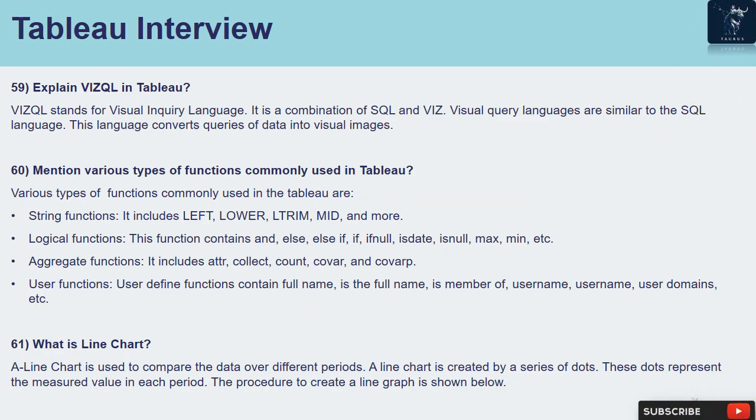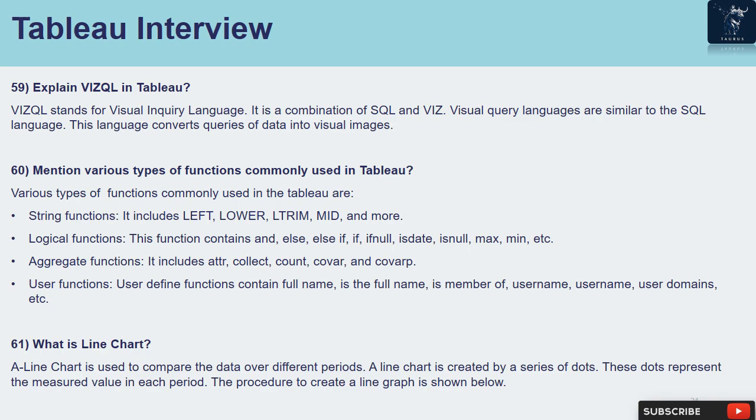59. Explain VisQL in Tableau. VisQL stands for Visual Query Language. It is a combination of SQL and Viz. Visual query languages are similar to the SQL language. This language converts queries of data into visual images.